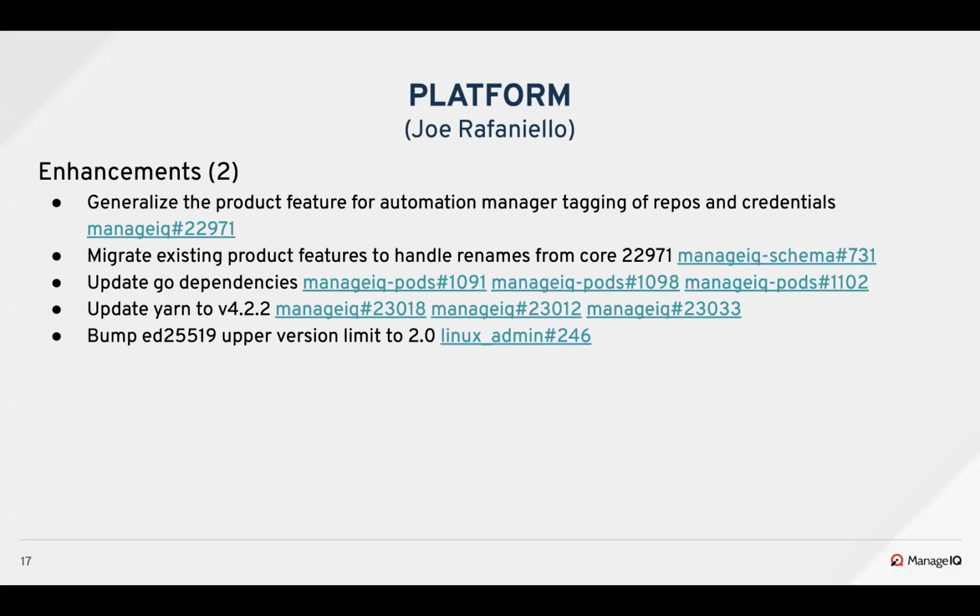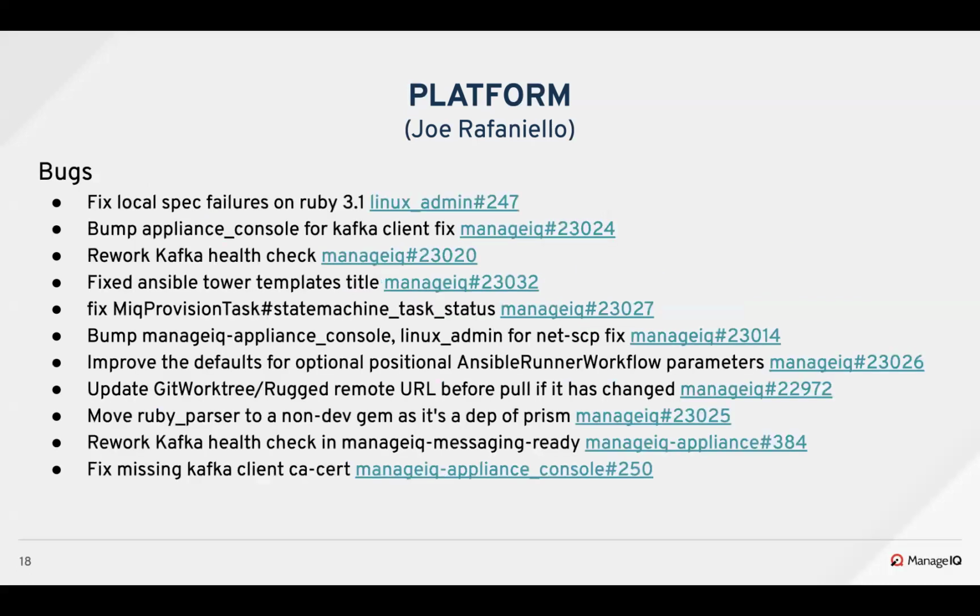Go was updated and Go dependencies were updated by Brandon. I worked on updating Yarn to 4.2.2. And the ED25519 gem that was brought in by Linux admin was bumped also for the OpenSSL 3 support. On the bug side, there were some fixes in Ruby 3.1 in the Linux admin gem. Appliance console was bumped for a Kafka fix.